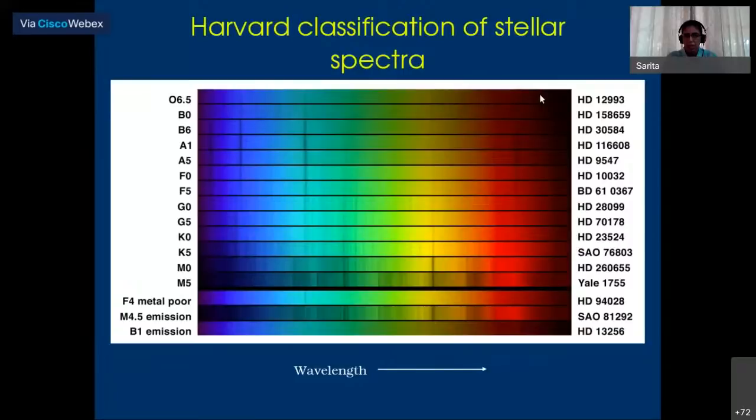corresponding to different elements. The Harvard team, which is Annie Jump Cannon and group, recorded tens of thousands of stellar spectra. They noted them down, analyzed them, and tried to group them together.